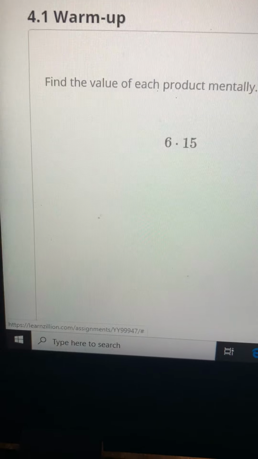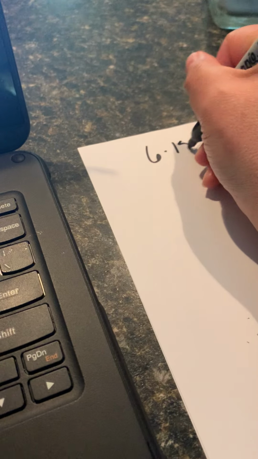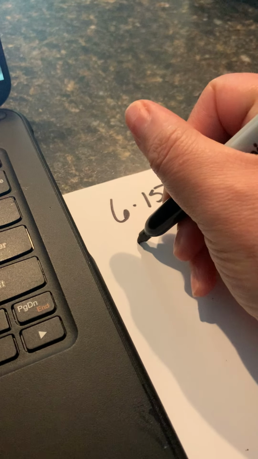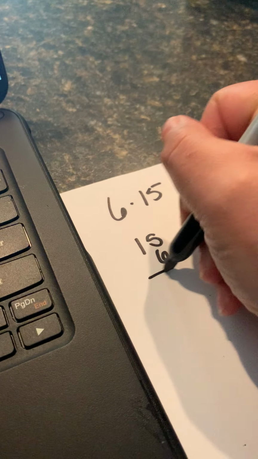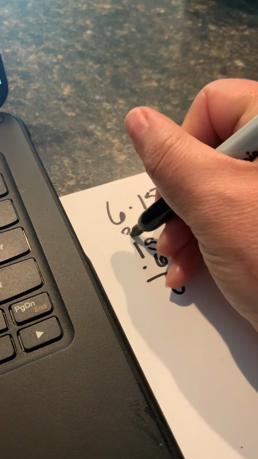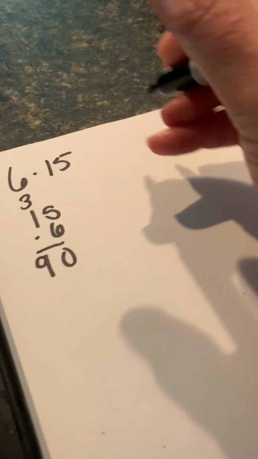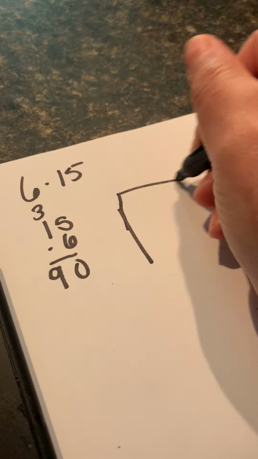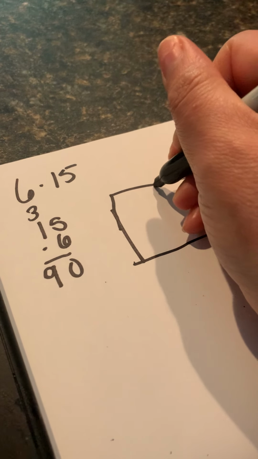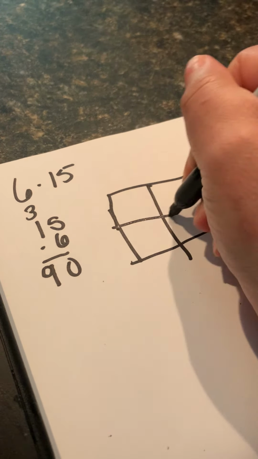Not going to happen. So if we have 6 times 15, you can sit there and say 15 times 6. 30. Carry the 6. 6. Carry the 3. 90. You can also do it as the box method, or as I call it, the area method.